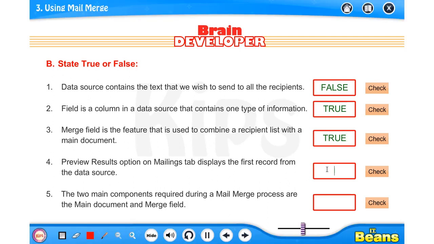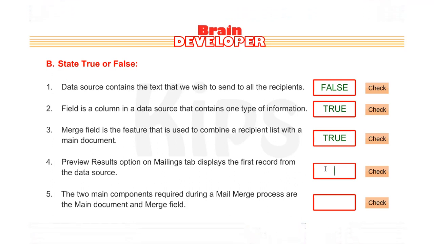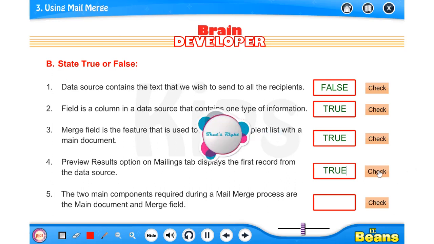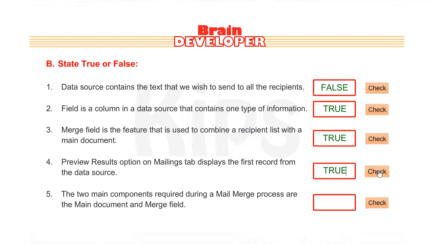Now, next one. Preview result option on the mailing tab displays the first record from the data source. Okay, you all are saying true. Let me check it. It is true. You are correct. Because when we are previewing the result, it will take one record only from the data source and that will be displayed. So it is true.